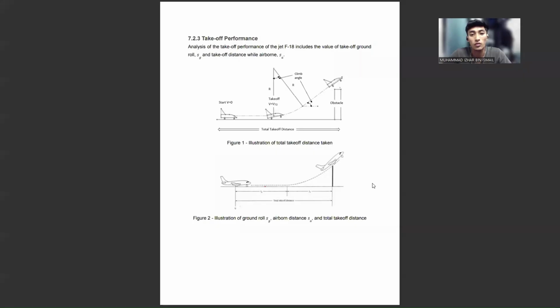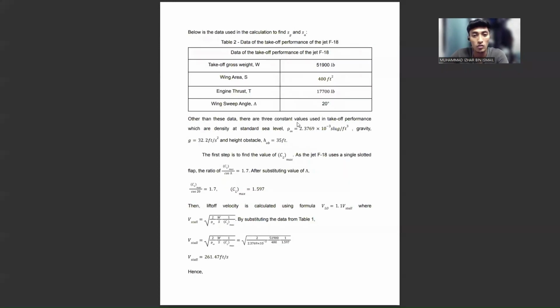For the takeoff performance analysis of the jet F-18, we need to find the value of takeoff ground roll and takeoff distance. Based on figure 2, this is the illustration of ground roll, airborne distance and the total takeoff distance. This is the data of takeoff performance that we need to use to calculate the SG and SA: takeoff gross weight, wing area, engine thrust, and wing sweep angle. There are three constant values that will be used to find the SG and SA, which are density at standard sea level, gravity, and height of obstacle.